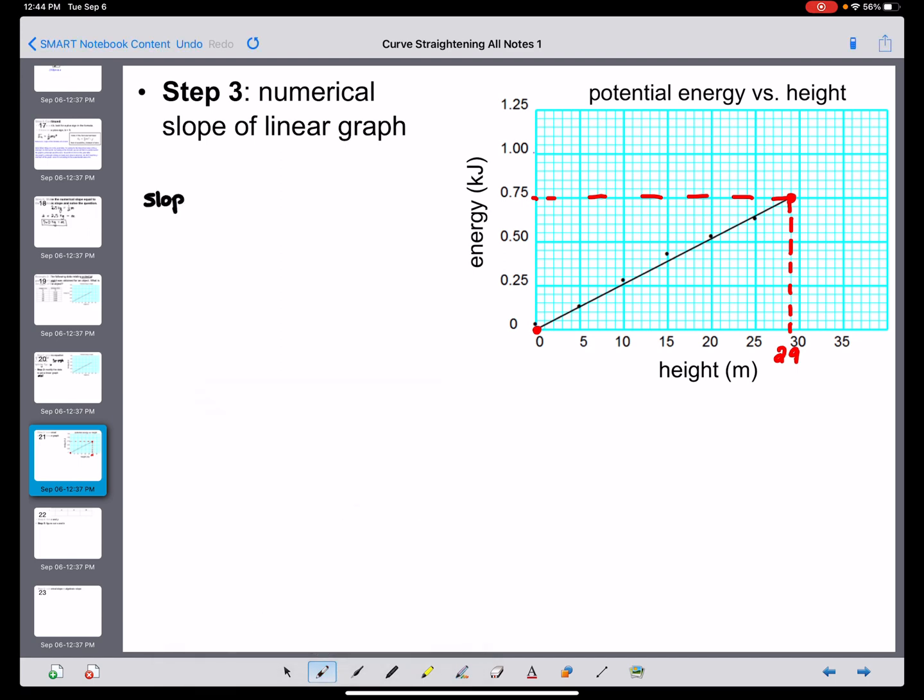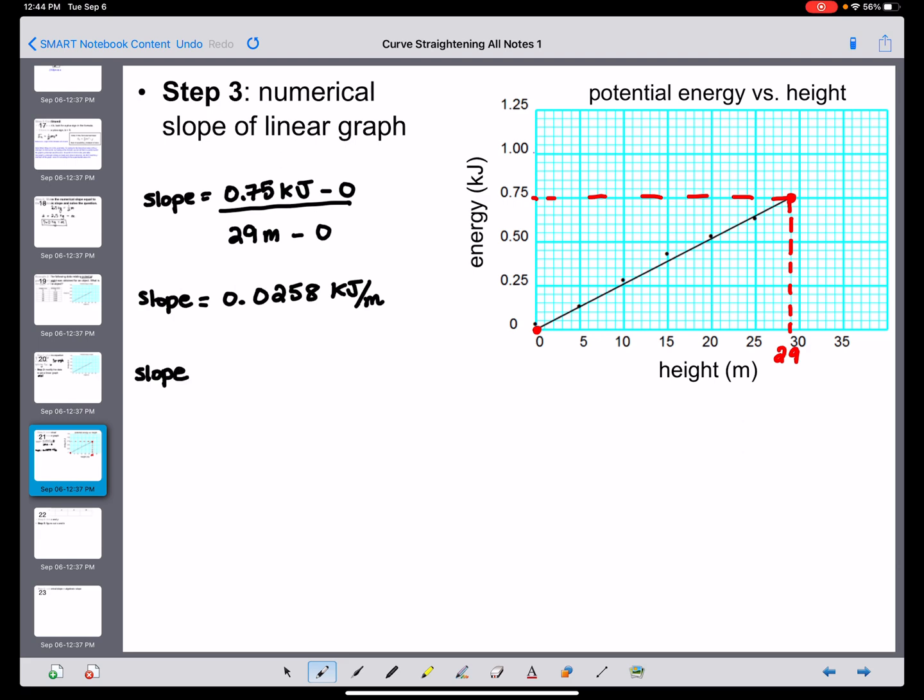So for slope, I've got 0.75 kilojoules minus 0 over 29 meters minus 0. When I do that, I find 0.0258 kilojoules per meter is my slope. I don't really want to work in kilojoules because the standard unit would be the joule, not the kilojoule. So I'm going to multiply my answer by 1,000 to put it into joules. When I multiply by 1,000, I get 25.8 joules per meter.